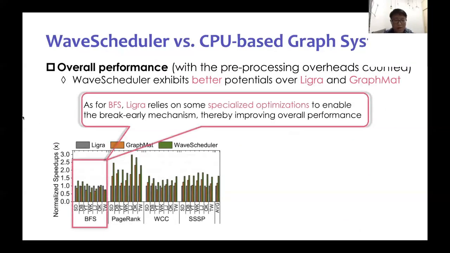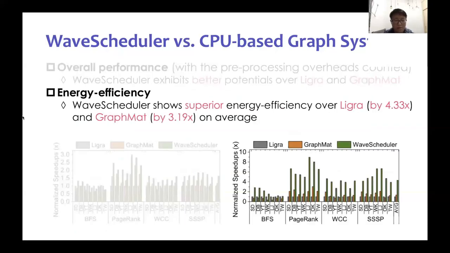We also evaluate Weave Scheduler against two state-of-the-art CPU-based graph processing systems, Ligra and GraphMat. We see that Weave Scheduler shows better performance over Ligra and GraphMat. In addition, Weave Scheduler is still able to show better energy efficiency over Ligra and GraphMat.